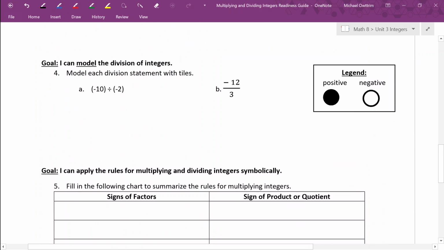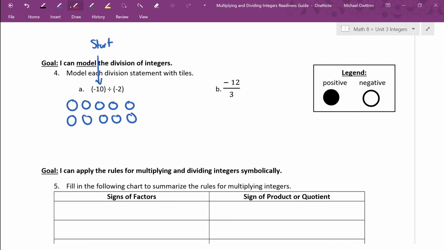All right, next thing is modeling division. Remember division, the first number is what you start with. And so in part A, we're going to start by modeling 10 negative tiles. There's 10 negative tiles. Now our division sign means split up, and since we can't split this up into negative 2 groups, I'm going to split this up into groups of 2 negative tiles.